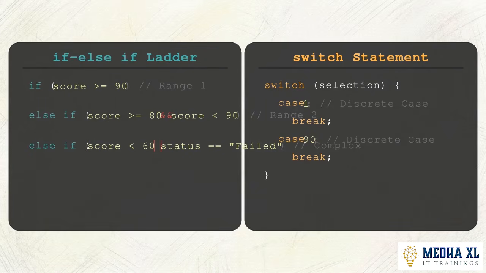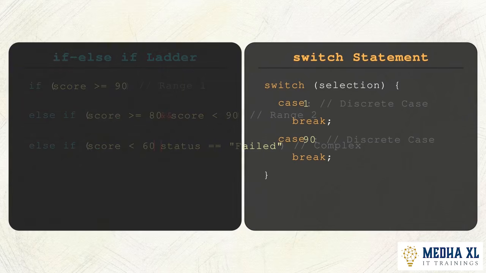If statements are engineered for complex logic. Whenever you need to use logical operators like and, or, and not, or evaluate broad numerical ranges, the if structure is the required tool. Switch statements, however, bypass complex range evaluation entirely. They favor highly optimized exact value matching. The program takes one variable, finds the exact matching case, and executes it immediately.